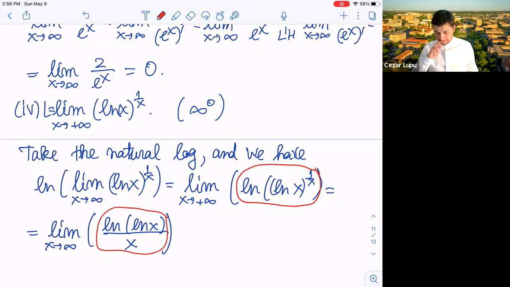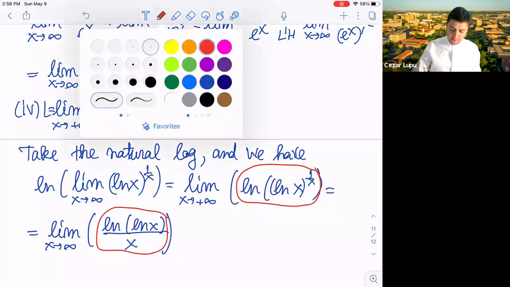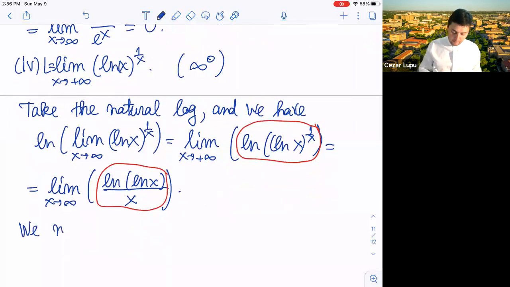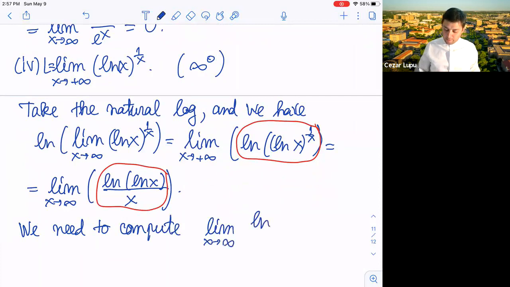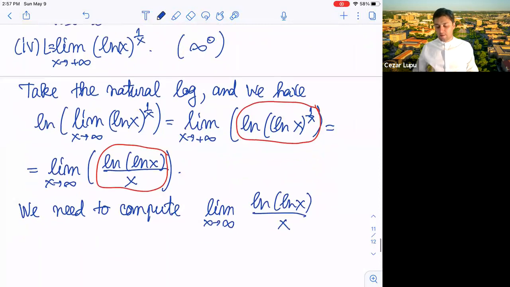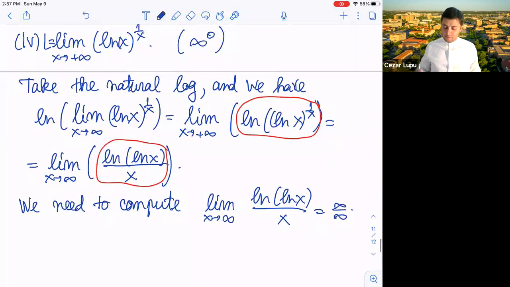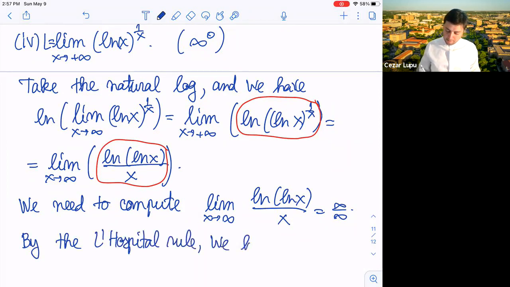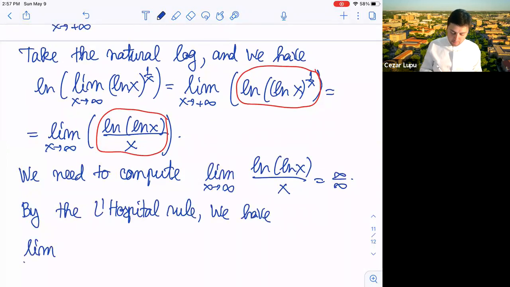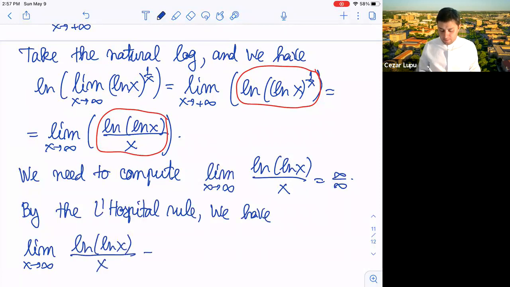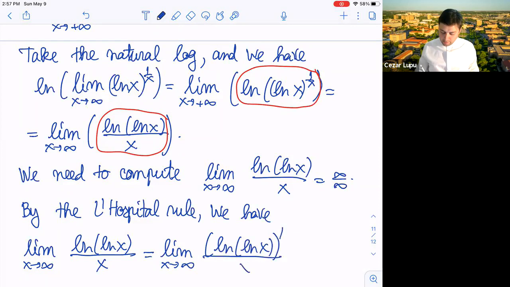So if we take care of this limit, we need to compute the limit as x approaches infinity of ln of x over x. Again, this is infinity over infinity. If you just plug it in, then you will use L'Hopital's rule. So by L'Hopital's rule, we have that the limit as x approaches infinity of ln of x over x is the limit as x approaches infinity of the derivative of ln of x over the derivative of x.